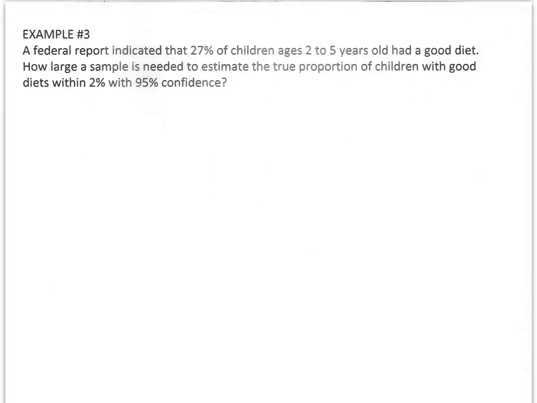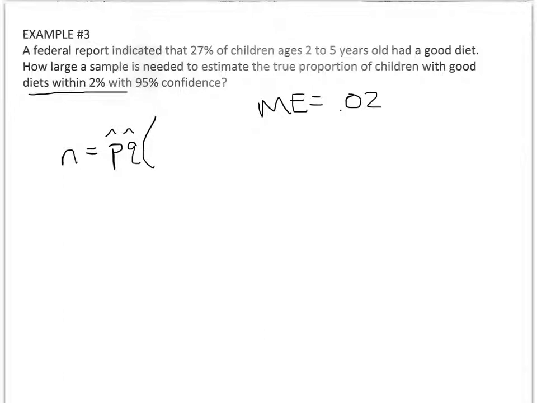Our final example here, we're actually looking for how big does my sample have to be, because we want to be within 2%. So we want our margin of error in this case, or our error, to be 0.02. Well, if you look back on your notes, that's the very bottom formula on the first page. And that formula was this. Well, in this case, I don't know my n. That's what I'm looking for.